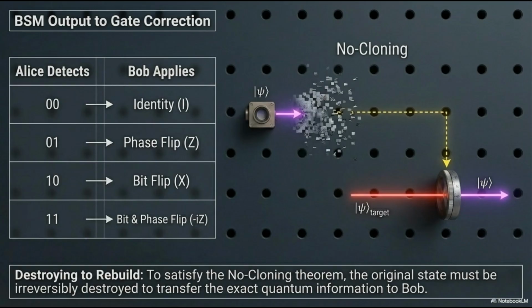If she detects 1 to 1, Bob applies both a bit flip and a phase flip together, which corresponds to the gate negative I times Z. The visual on the right side of the slide dramatizes the no-cloning theorem. The original input state ket psi at Alice's source is shown fragmenting and disintegrating at the moment of measurement. This destruction is not an engineering flaw.